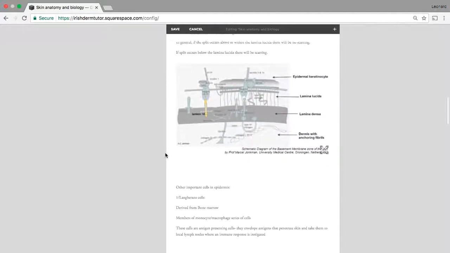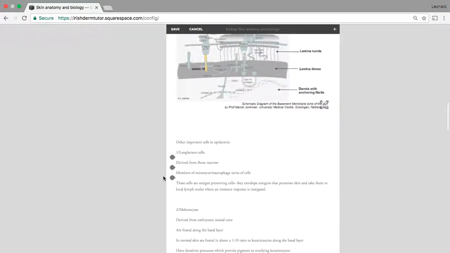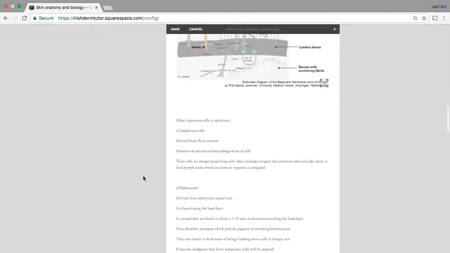So apart from the keratinocytes, there are other important cells in the epidermis. The Langerhans cells are immune cells. They're derived from the bone marrow. They're members of the monocyte macrophage series of cells, and these cells are basically antigen presenting cells. So any antigens that may penetrate the skin, these cells can envelope them and take these to the local lymph nodes where an immune response can be instigated.